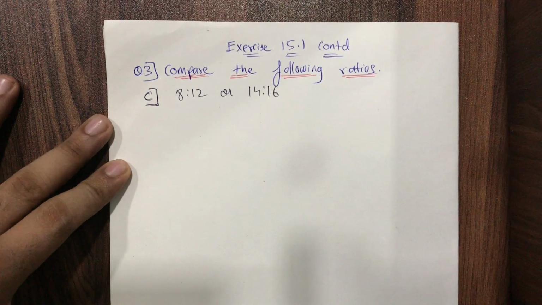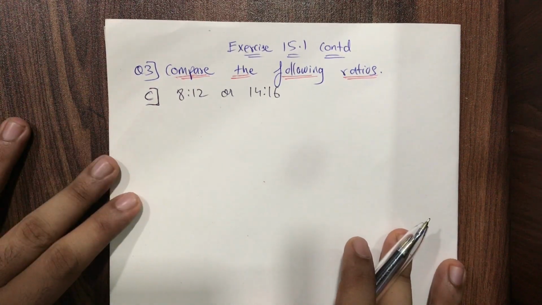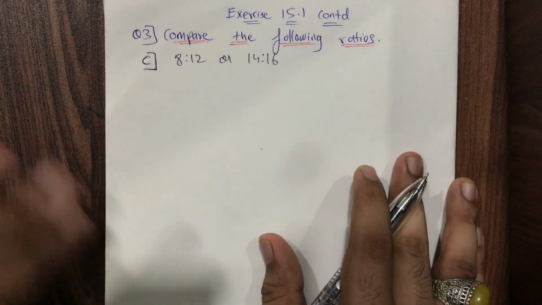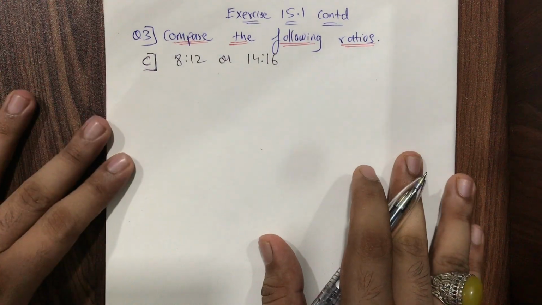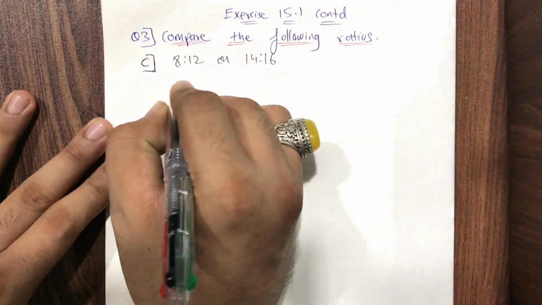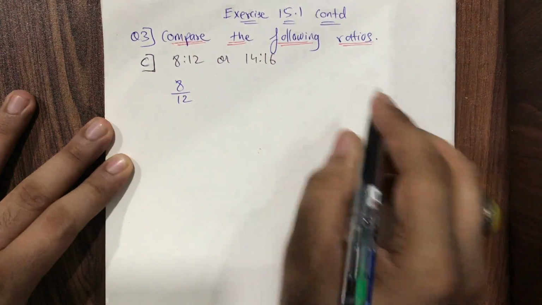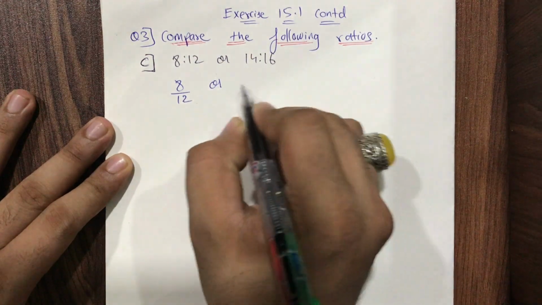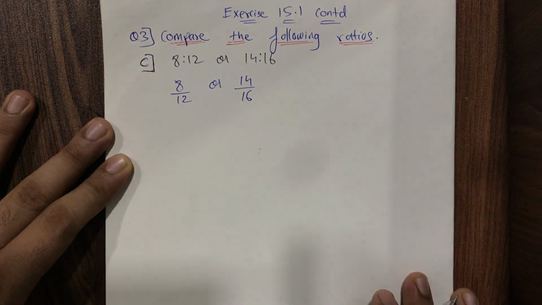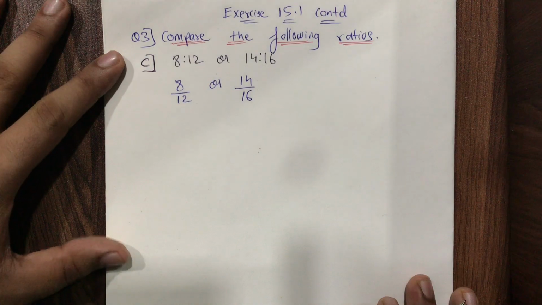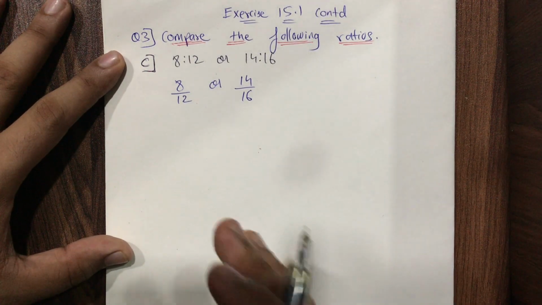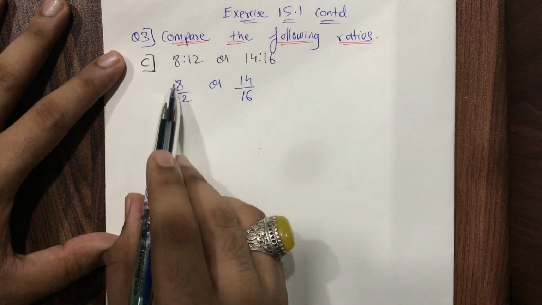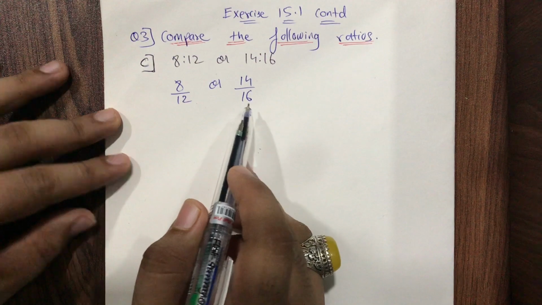How to proceed? Please see the first question very carefully, then every question you can solve on your own. This type of question we have already solved in our previous chapters also, so it's like a revision for you all. 8 is to 12 can be written as 8 upon 12, or 14 is to 16 can be written as 14 upon 16. Now students, I have to compare. Compare means I need to know whether 8 upon 12 is greater than 14 upon 16 or 8 upon 12 is less than 14 upon 16, or vice versa.